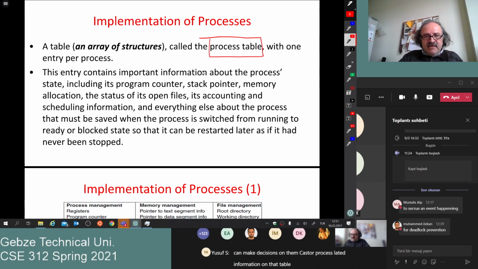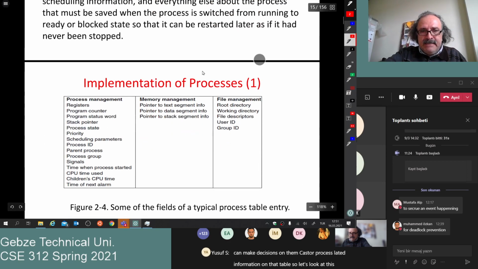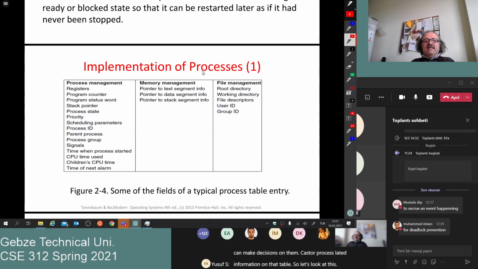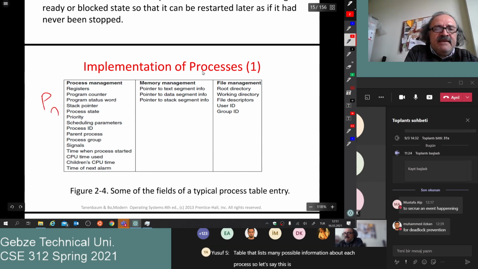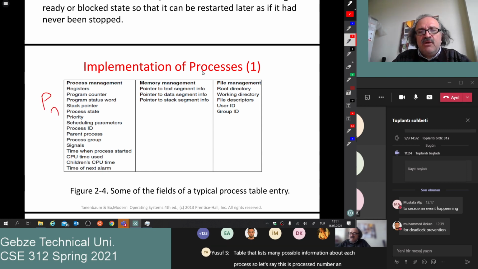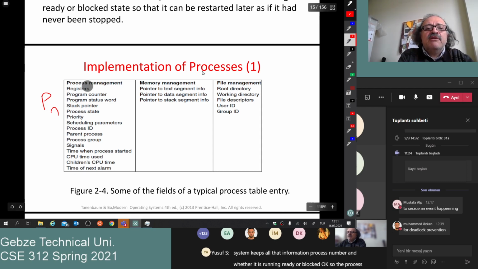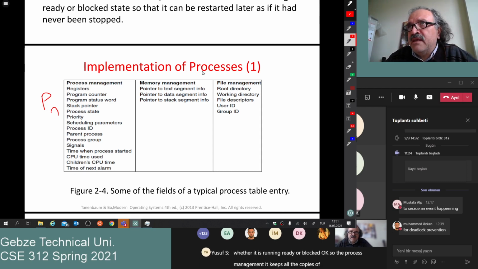So let's look at this table that lists many possible pieces of information about each process. Let's say this is process number n. The operating system keeps all that information, whether it is running, ready, or blocked. In process management, it keeps copies of the registers of the blocked and the ready processes.